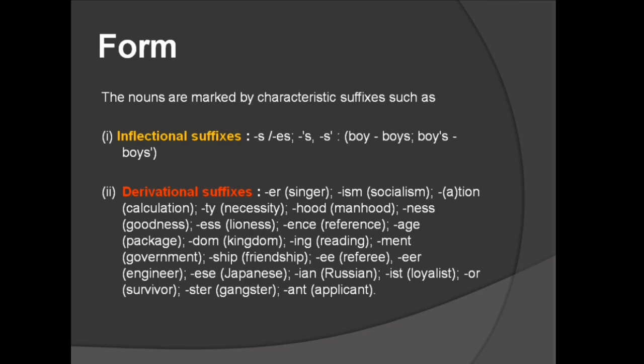And there are many more which are visible to you in this slide. ISM is there. Then many more, HOOD, NESS, ESS, etc. So this is how you are going to identify the form of a noun.